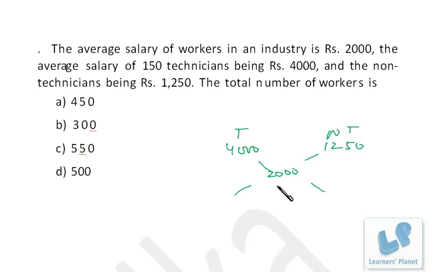So by the method of alligation we can easily do it. So this is 2000 and this is what? 750, right? Now what is being told, the average salary of 150 technicians. That means this 75 is actually 150. That means double of this. That means this must be 400. So in all 400 plus 150, 550 workers will be there. So by the method of alligation, this problem can be solved very easily. Your answer is 550. Okay.